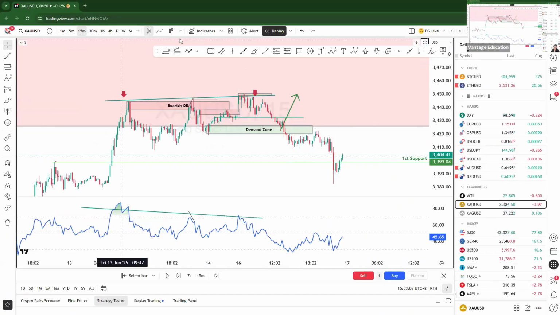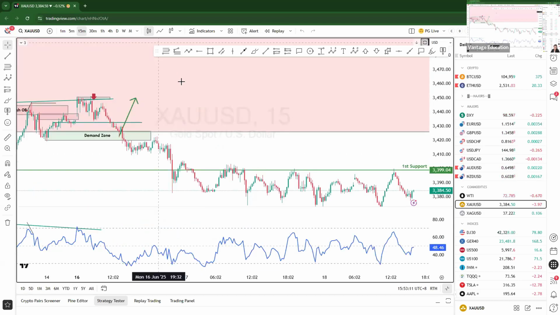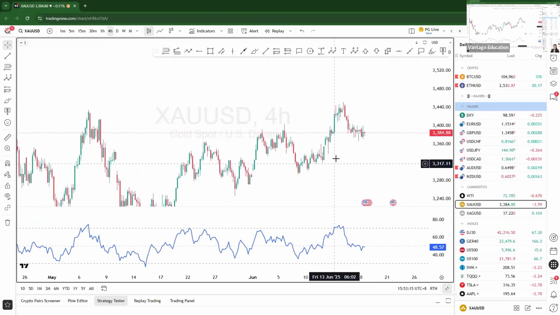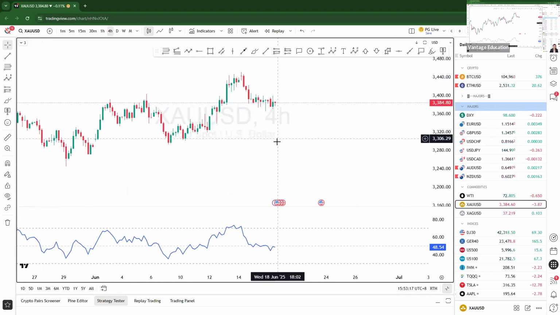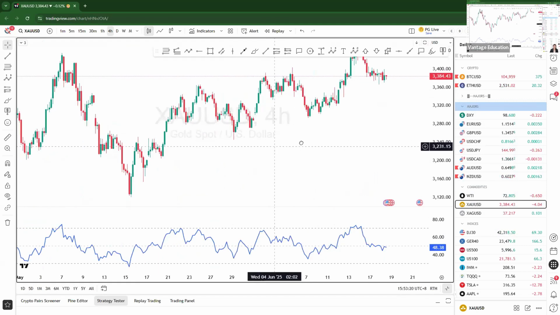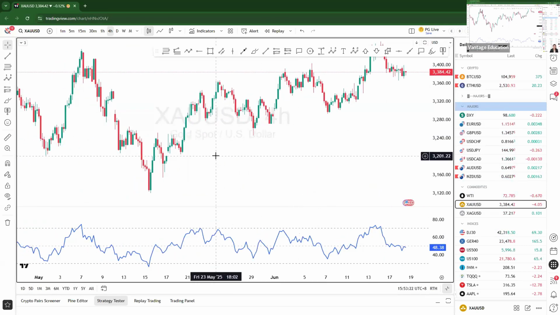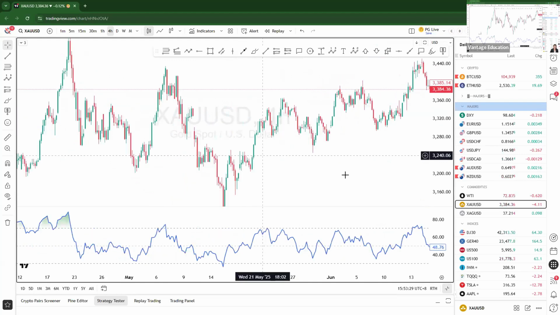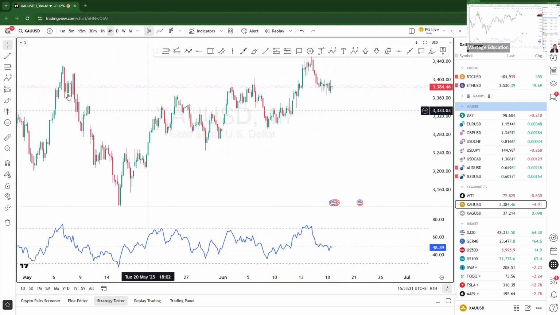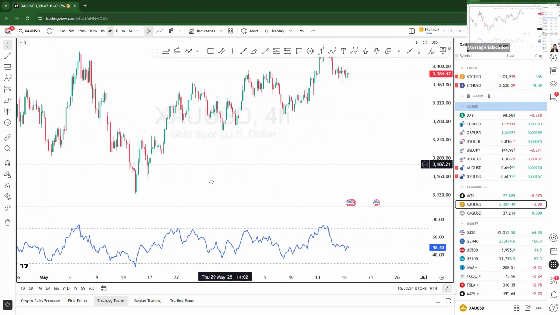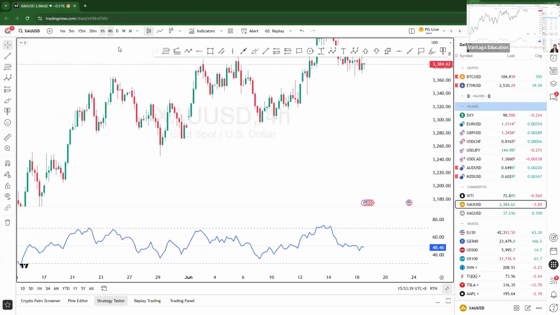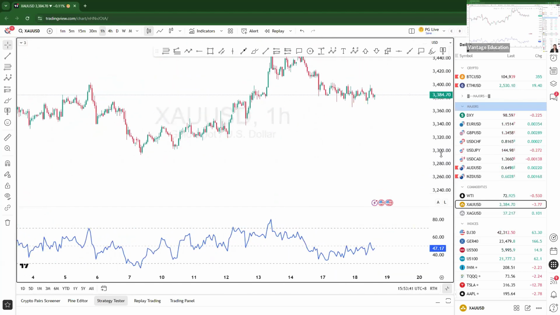For example, I will just stick with XAUUSD right here. Let's say go to H1. Maybe on H1 I can find one.